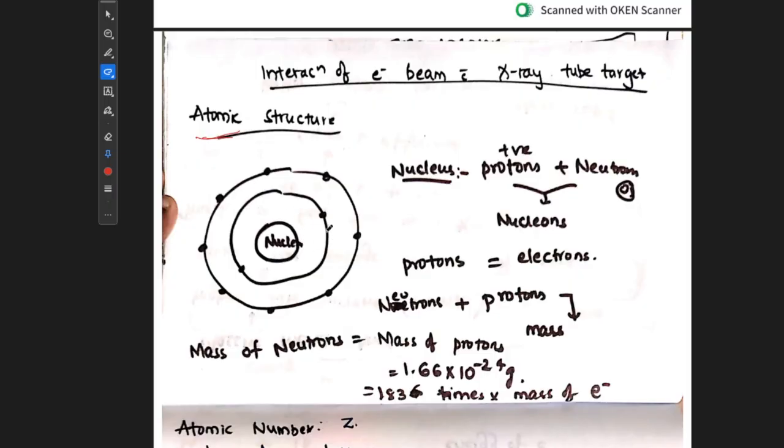There is a nucleus, there are protons. The nucleus will have protons plus neutrons. Around the nucleus there are electrons which are revolving around the nucleus like planets around the solar system. The neutrons and protons have a mass, and the mass of a proton is equal to the mass of a neutron, which is around 1.66 into 10 to the power of minus 24 grams. That means the electron is very light. It has less mass. The mass of a neutron is around 1836 times the mass of the electron.